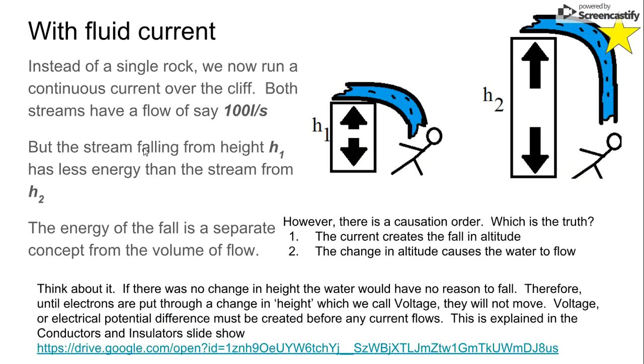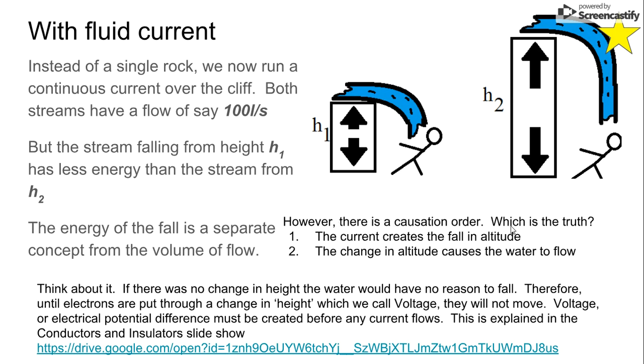So let's look at current flow. Instead of a single rock, we're going to turn this into a waterfall now. Both of these streams are flowing at, say, 100 liters per second. So they have an identical current, but the stream falling from H1 height has less energy than the stream falling from H2. So you can't say these 2 flows are identical, therefore it will feel the same standing under these 2 waterfalls. No. This one has much more energy than the other one. The energy of the fall is a separate concept from the volume of flow going over.